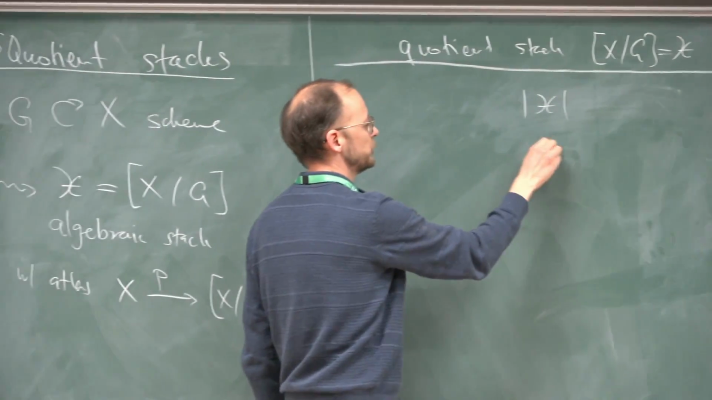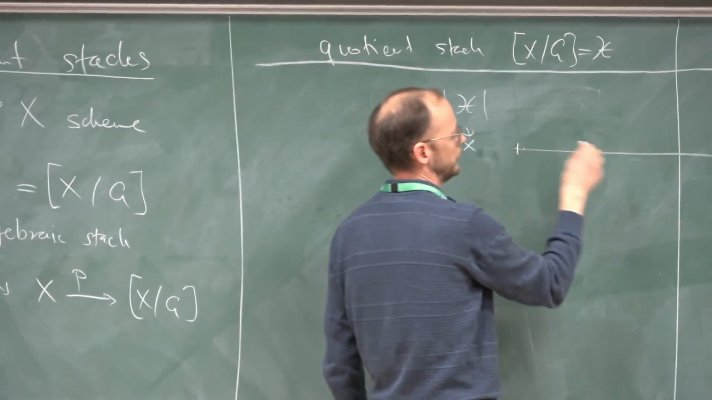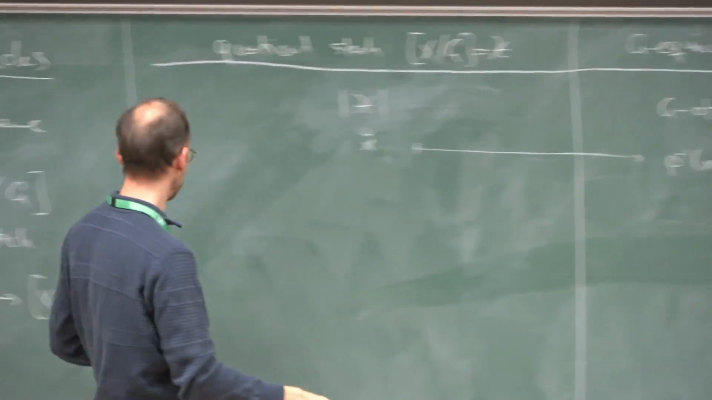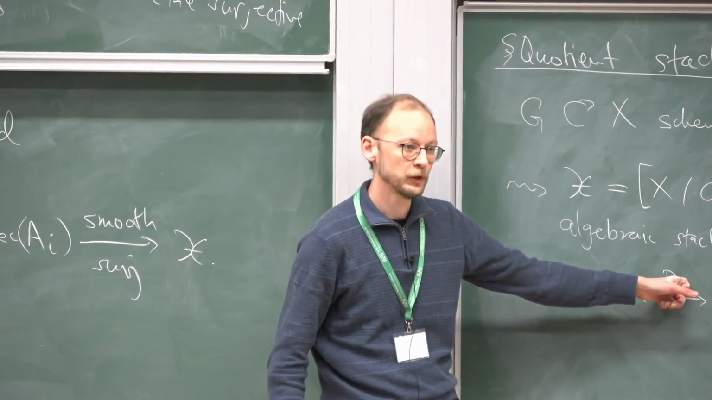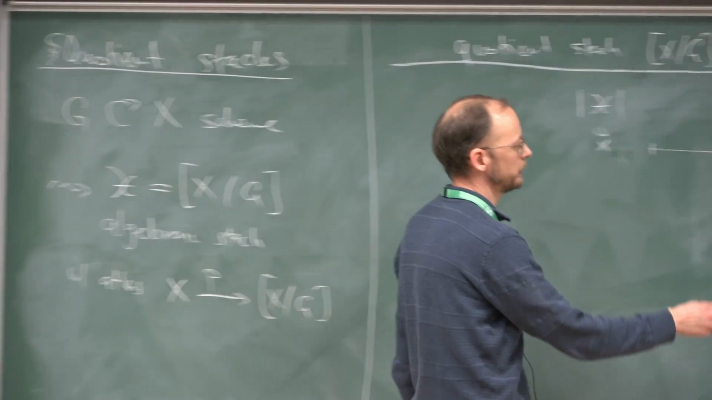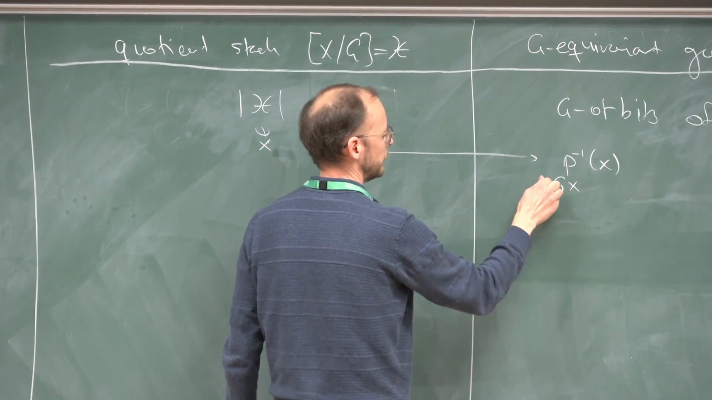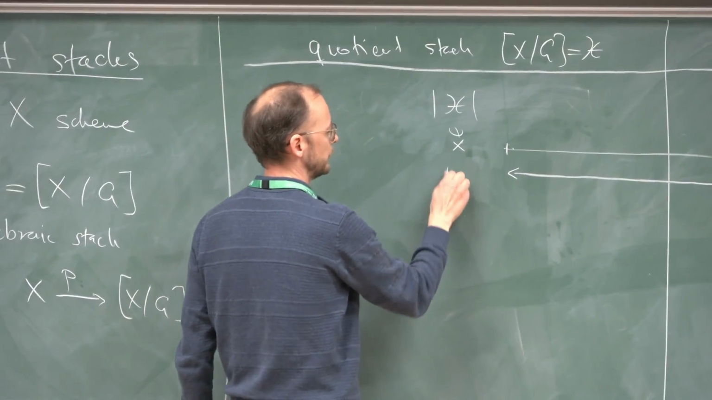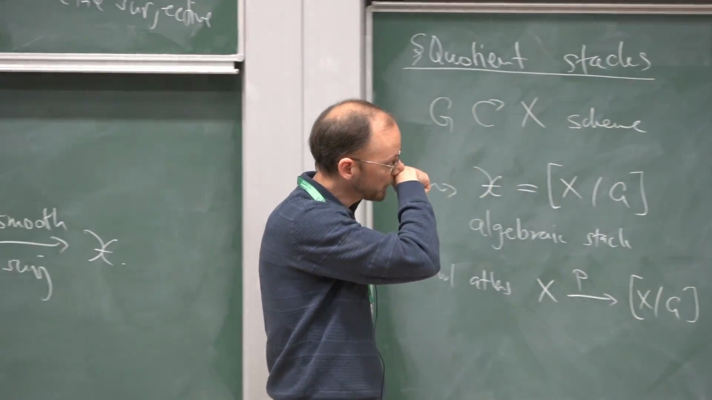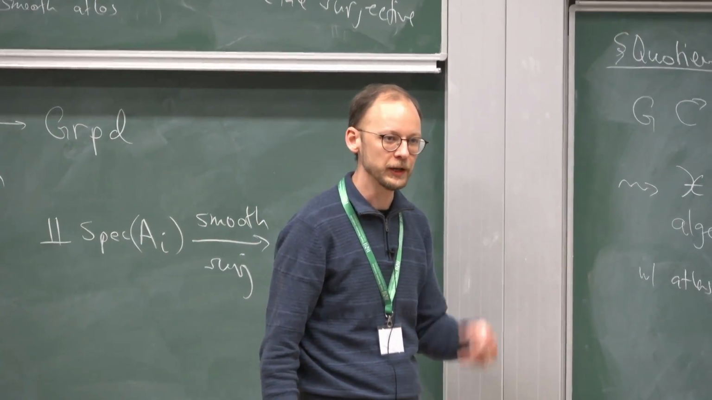So if I have a point of my stack, this corresponds to the inverse image of X under this atlas. So the fibers of this are G orbits. If I have a point spanning an orbit, I can just take the image of this. So that's the topological space of my stack. It's just an orbit space of X.